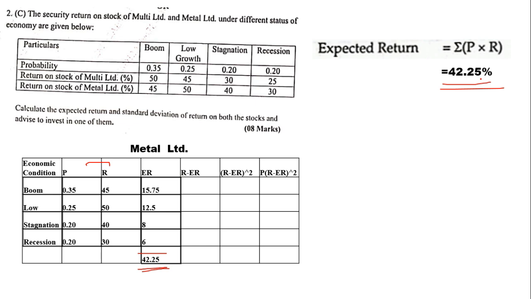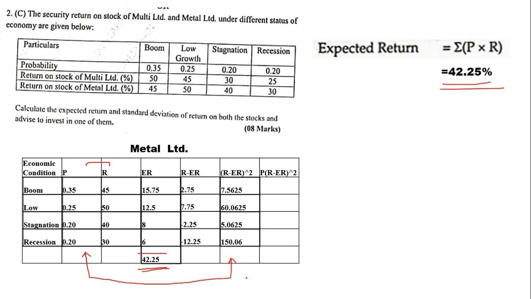So remember, this expected return of Metal was much more than that of the first one, that was Multi Limited. So keep that in mind, so later on when we have to comment, we can comment based on this. In order to find standard deviation, it will be R minus ER in the next column. So 45 minus 42.25, 50 minus 42.25, 40 minus 42.25, and 30 minus 42.25. We get the values as 2.75, 7.75, negative 2.25, and negative 12.25. Now we need to square them. So squaring will give you 7.56, 60.06, 5.06, and 150.06. Now last step, multiply the squares with the probabilities.